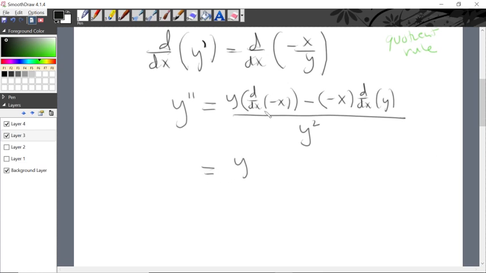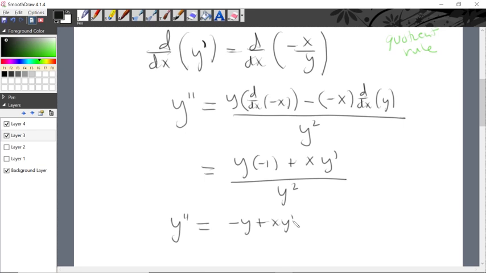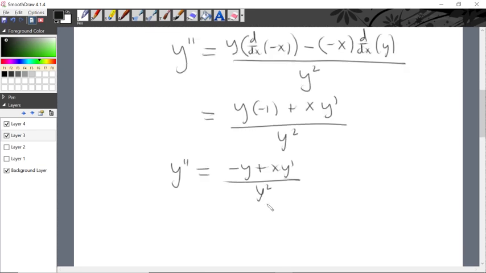So we get y times the derivative of negative x with respect to x, which is negative 1. And then we get plus x, and the derivative of y with respect to x is dy/dx, or y prime. And the denominator here is y squared. Okay, so we can clean this up a little bit. We have y double prime is equal to negative y plus xy prime over y squared. And that is indeed a formula for y double prime.